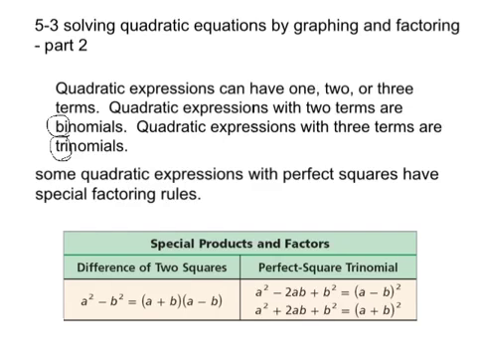Some quadratic expressions with perfect squares have special factoring rules. I would write these, circle them. You're going to refer to them quite often. I see that difference of 2 squares, when you have the difference, and that's a square and that's a square, factoring is quite easy. You get a plus b and a minus b.